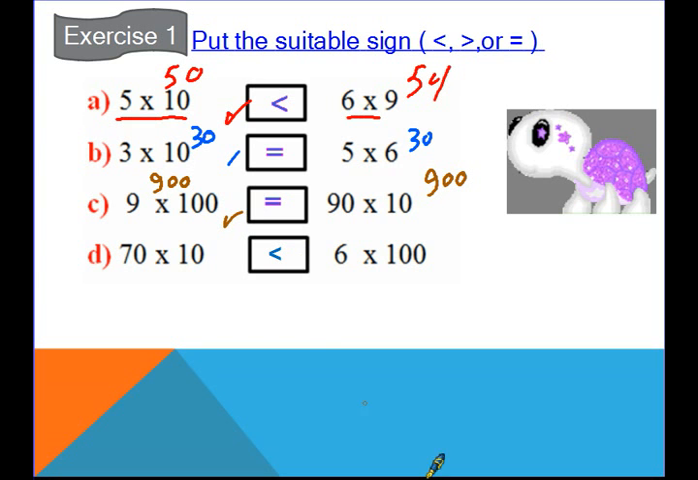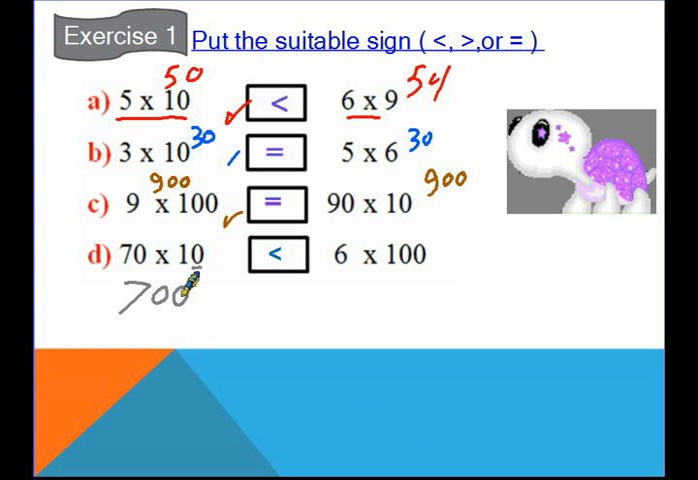The last example, 70 times 10 or 6 times 100. Here, 70 times 10, I will write just a 0 on the right of the number, and 7 times 1 also equals 7. So the result here is 700.